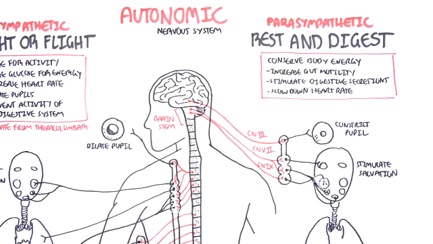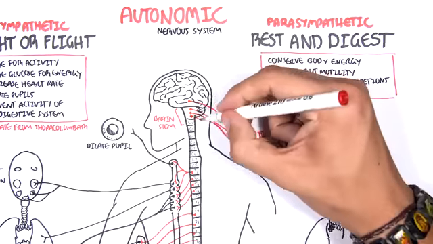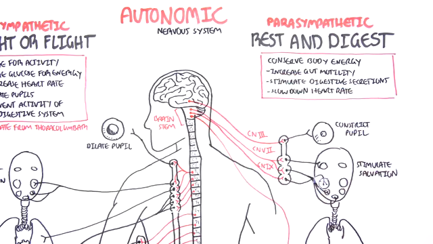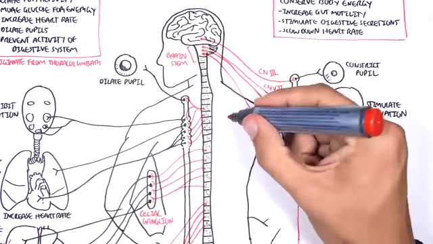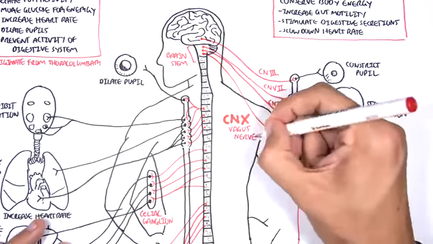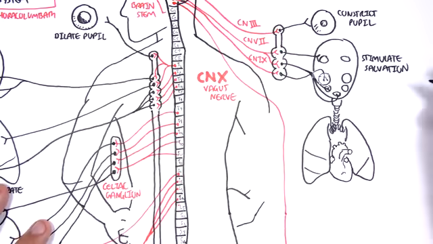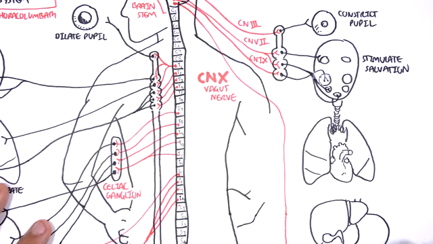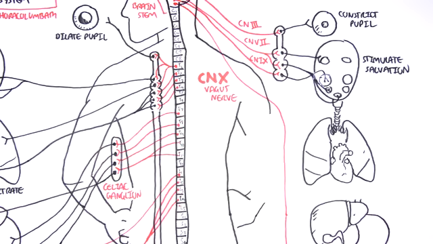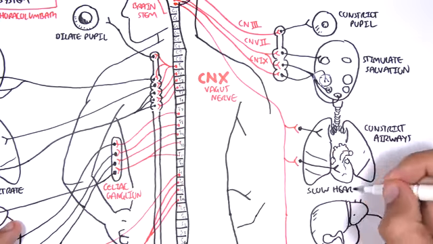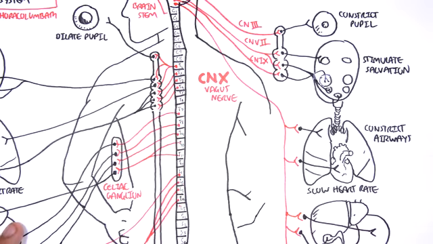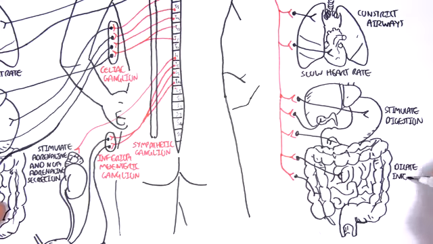A very important nerve, which is probably the main parasympathetic nerve, is cranial nerve number 10, also known as the vagus nerve. The vagus nerve targets most of the organs and tissues for parasympathetic activity. So it causes constriction of the airways, slowing the heart rate down. It stimulates digestion and dilates intestinal blood flow.